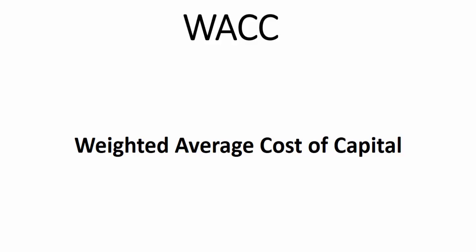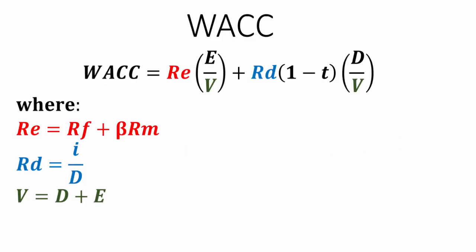Today we are going to discuss the weighted average cost of capital, or in other terms, WACC. WACC is used to discount a future value of a company in today's money. The formula of the WACC looks like this, which might seem at first sight a little bit complicated. So let's break it down in pieces.